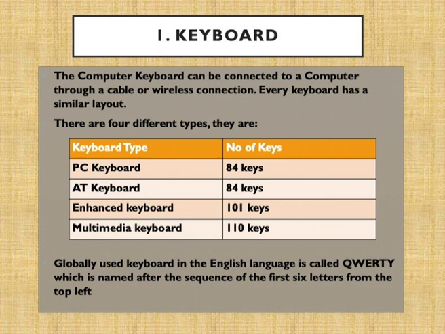There are different types of keyboards also, depending upon the field in which we use them. We have a PC keyboard, a personal computer keyboard, which we use in our day-to-day lives. We have advanced technology keyboards, which are used for advanced purposes. We have enhanced keyboards, and we have multimedia keyboards, which are used in the field of multimedia. Depending upon the type of keyboard, the number of keys also varies. The general purpose keyboard that we use in our day-to-day lives is called the QWERTY keyboard, a name given by the alphabets in the first row.